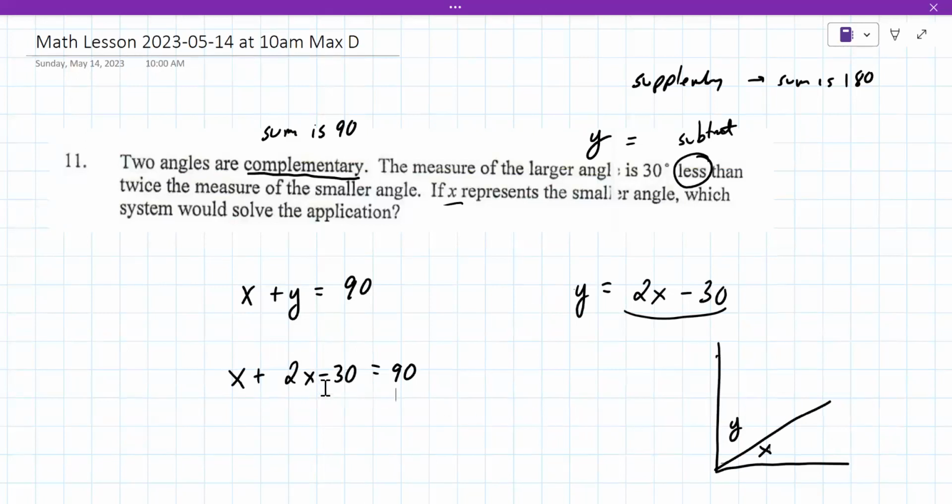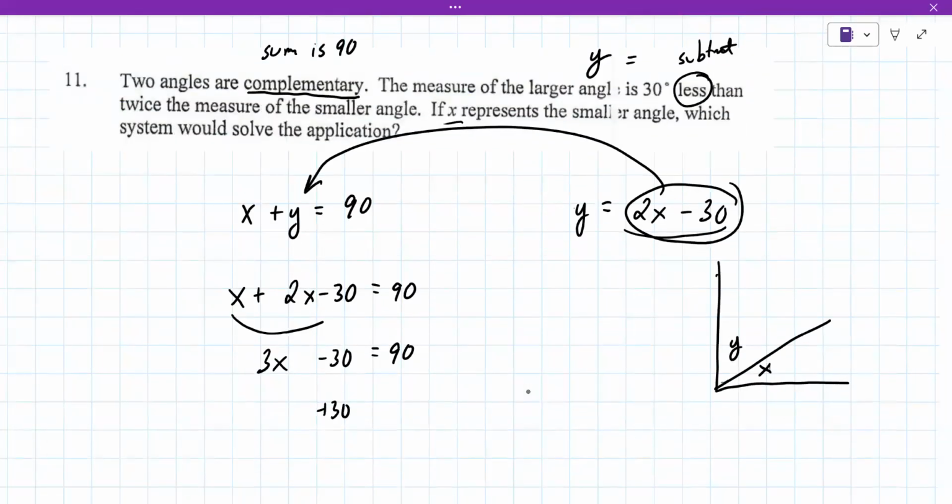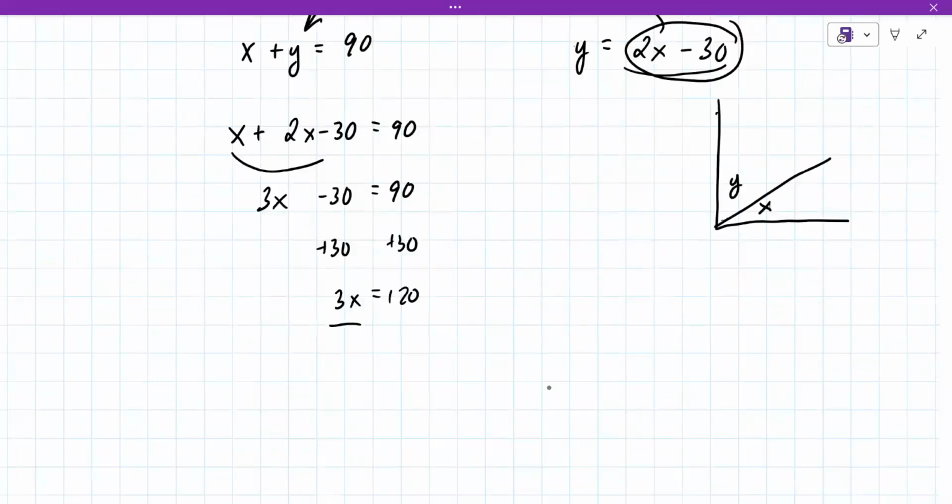Do you have something similar written on your paper? Oh, it equals 90. Yes. You're taking all of this and putting it in for Y. Okay, so from here it's 3X minus 30 equals 90, and then you add 30 to both sides. 3X equals 120. Divide by 3. So X equals 40.